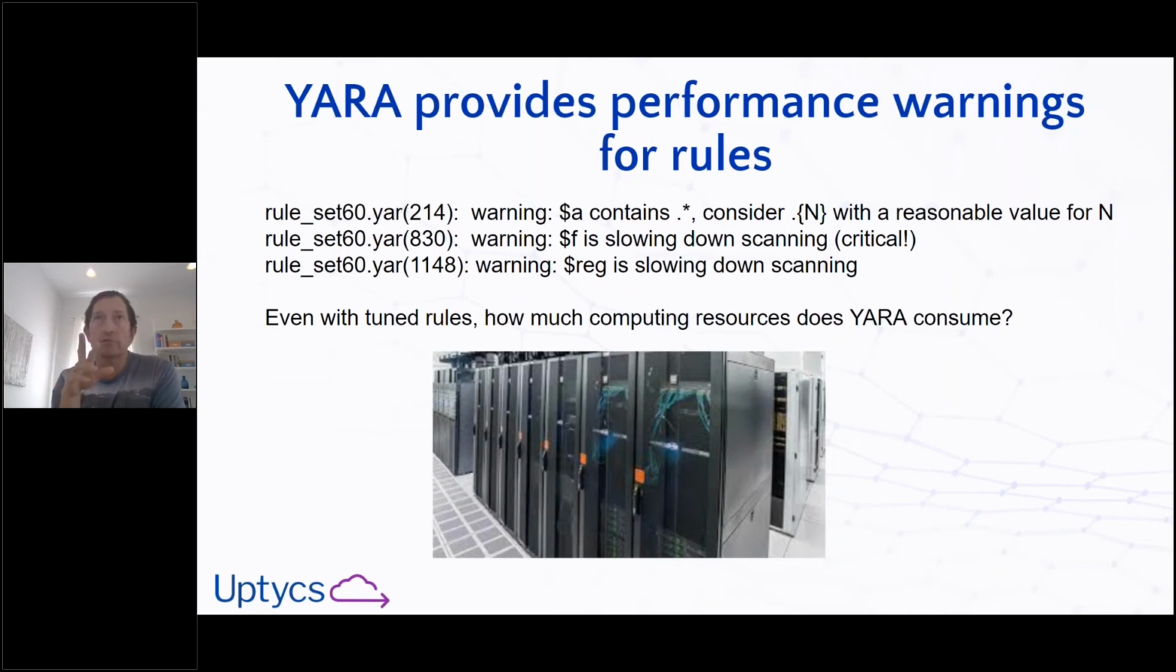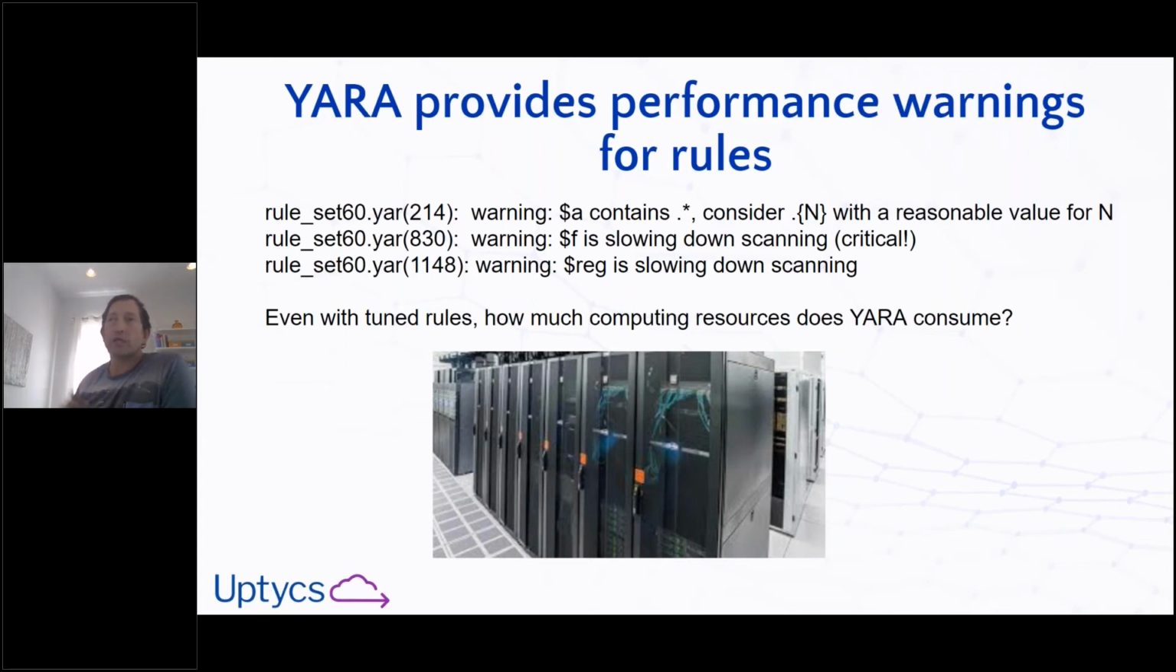Another example here on line 830, I had another string in my YARA rule where it said, hey, this is really slowing down your scanning, so you should look at it. And then on line 1148, I had a regular expression. Again, it said, hey, that's slowing down your scanning. It's not as critical as the one before, but those are the kind of things you can address. And that'll be shown to you when you just run the YARA scan with the YARA rules file and then a given file or a directory. So it allows you to tune your rules a little bit based on the recommendations that they're giving you.